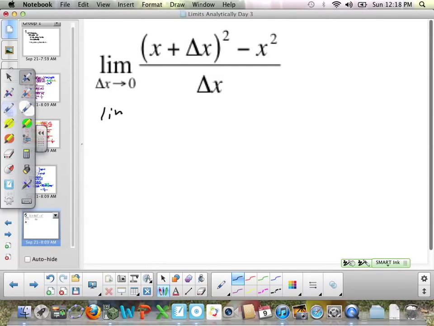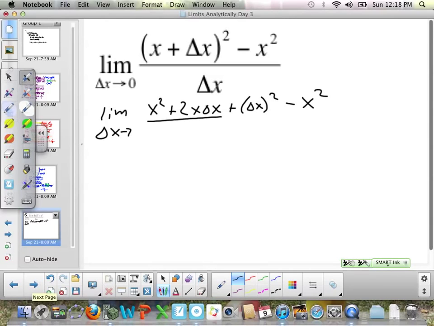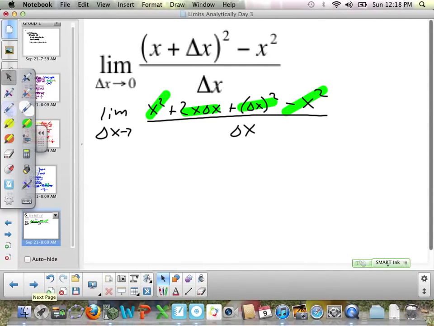When we do that, we got x squared plus 2x delta x. You should know your squaring of binomial rules by now. Plus delta x squared minus x squared all over delta x. Taking a look here, x squared, negative x squared, they cancel. There's an x squared in both of these terms, so we can factor it out.